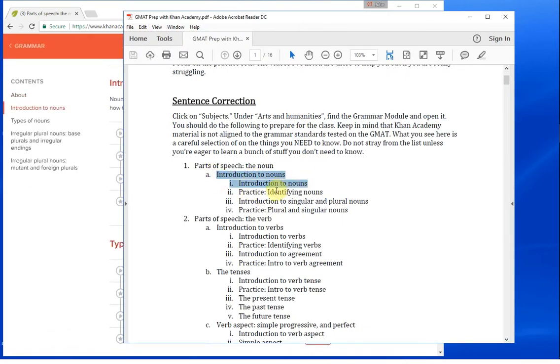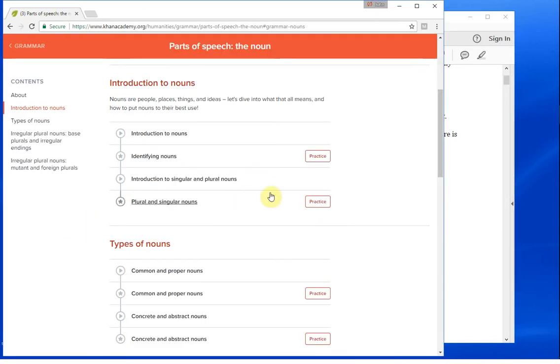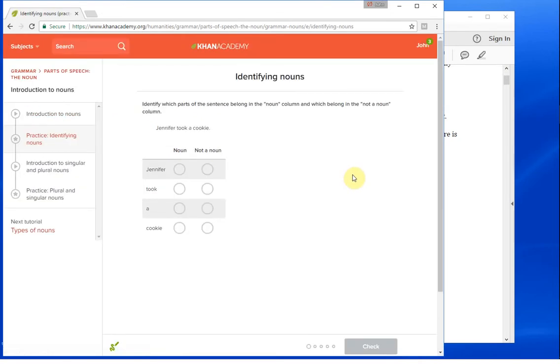The first thing I'm supposed to do practice-wise is identifying nouns. In the list, there are videos which don't start with the word practice, and then there are exercise sets which do start with the word practice. You should probably focus on doing the exercise sets. If you need help in the exercise sets, then there are videos you can watch. So let's do this practice exercise, identifying nouns.